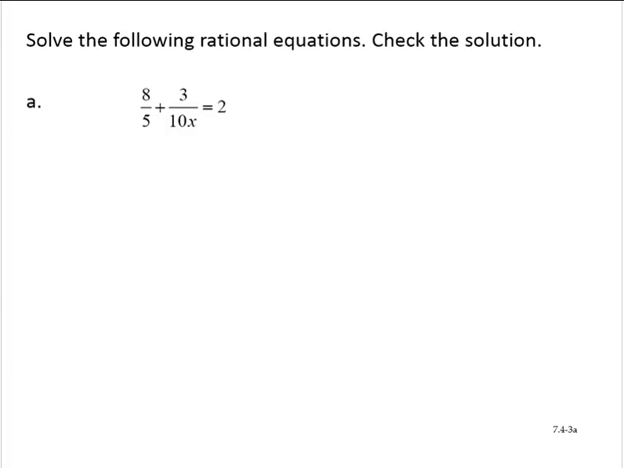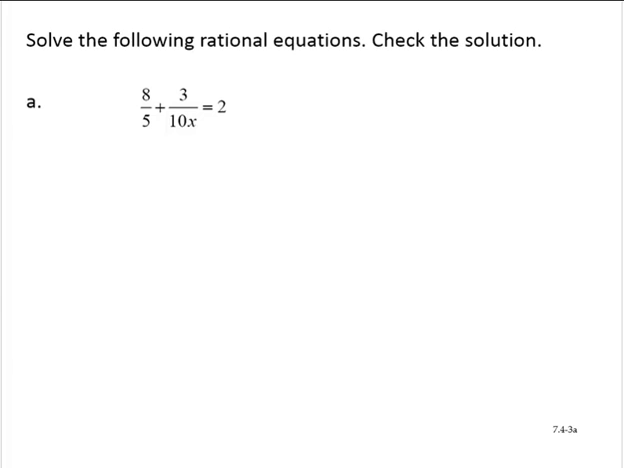Solve the following rational equations. Check the solution. So here we have 8/5 plus 3 over 10x is equal to 2. So notice that we have some different denominators in this equation. We can use similar ideas as what we've done in the past. We just need to be a little bit more careful.